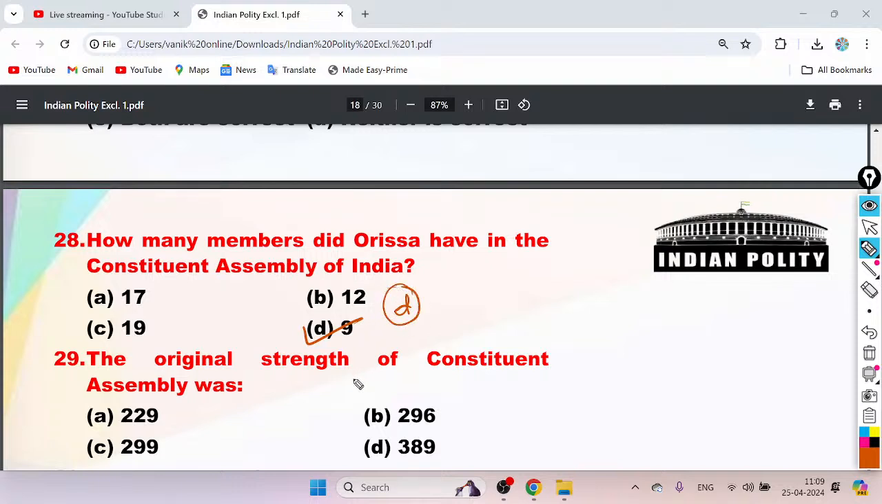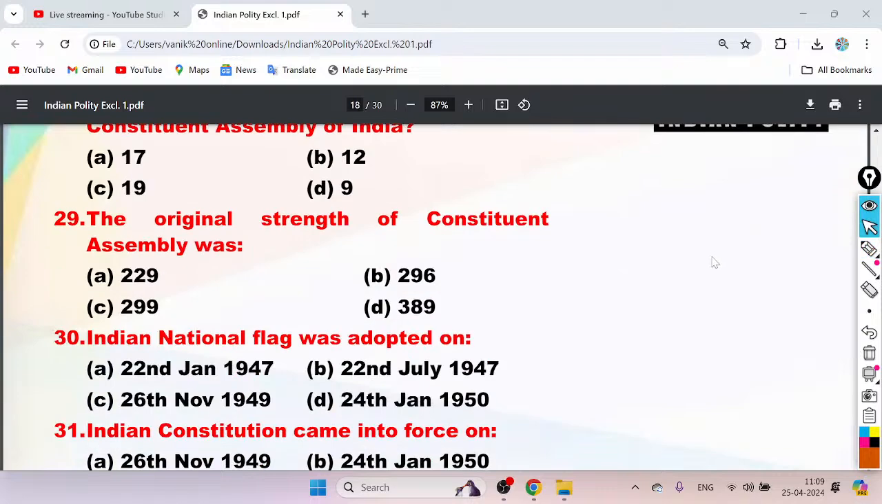The original strength of the Constituent Assembly was 389, as I told you. Later it was reduced to 299 after independence. On 15th August 1947, the strength of the assembly was 299, out of which 229 were to be elected from British India and 70 from princely states. Very easy questions.